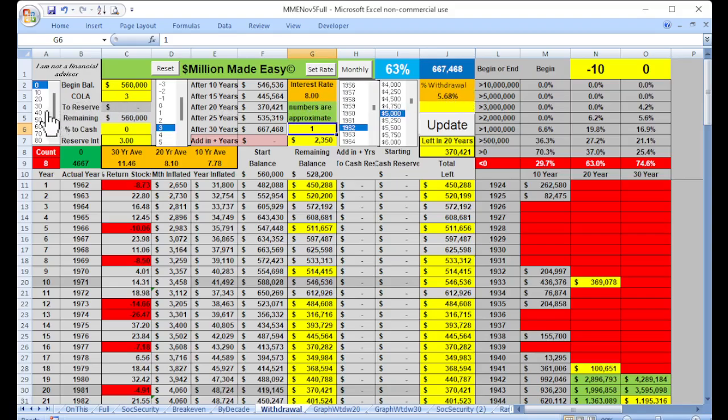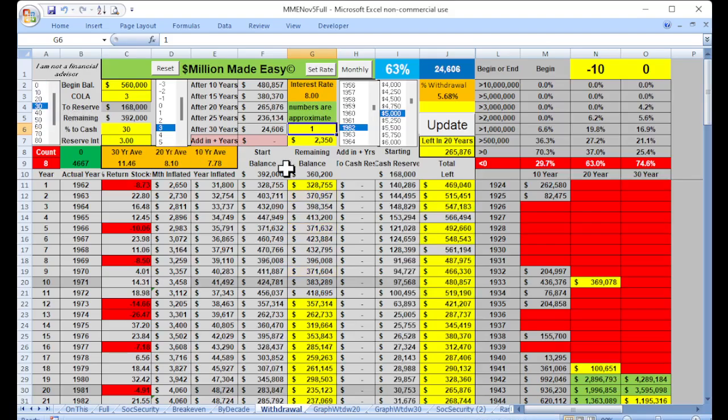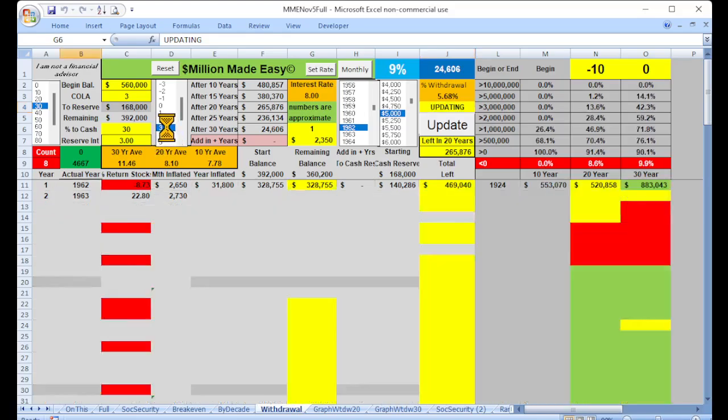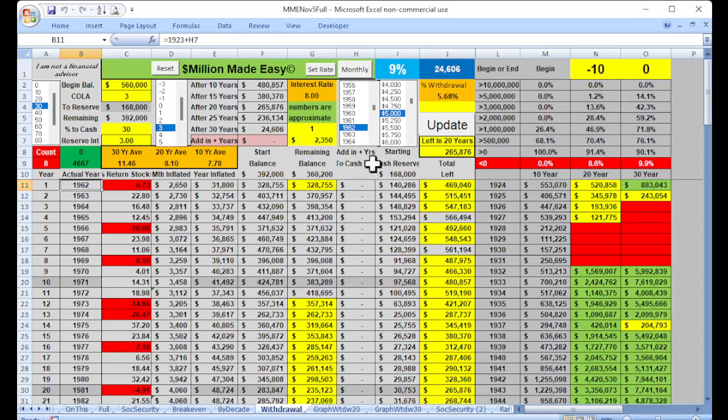We're also going to do a 70-30 split, which means 70% is going to stay in the S&P 500 because you want to have quite a bit in there. So when the market goes down, you're taking it out of the cash reserve account rather than the market. Let's see how that might change things. We've got a 5.68% withdrawal rate, a 70-30 asset split, and a 3% COLA. Now we're down to a 9% failure rate.